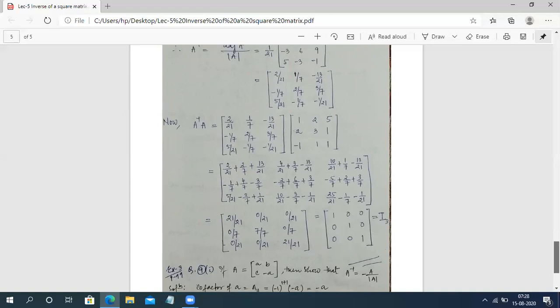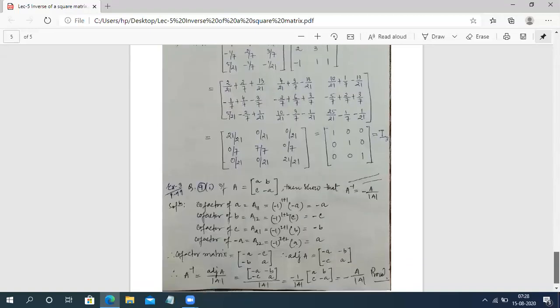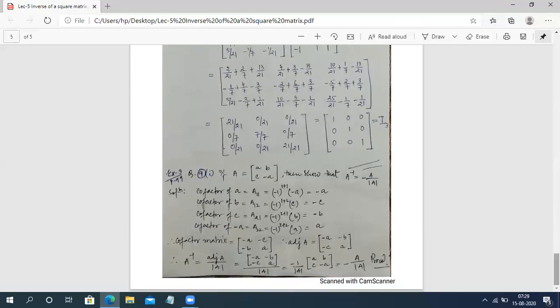Now there is one very important question of your exercise. It is given on page number 99, question number 9.1. It is given that A is equal to the square matrix with rows A, B and C, minus A. Then you have to show that A inverse is equal to negative of A by determinant of A.